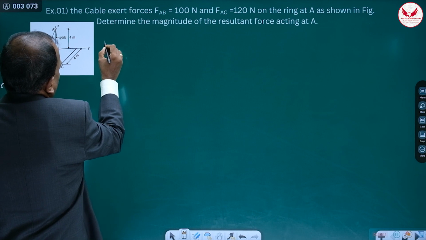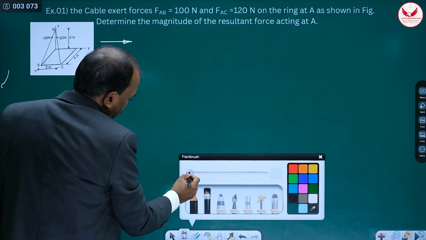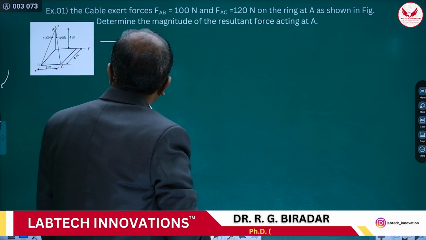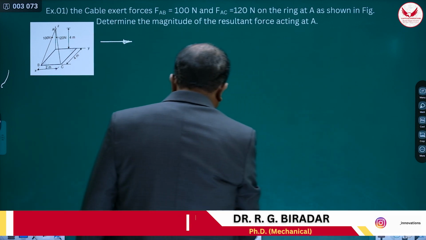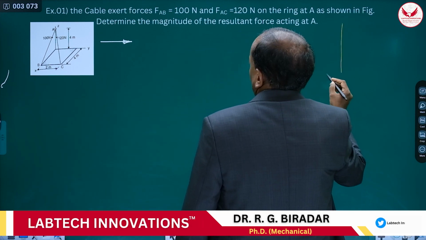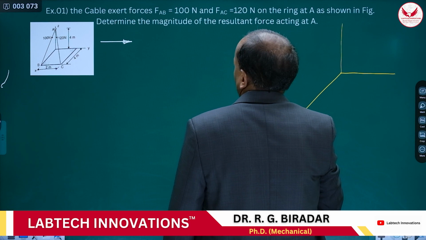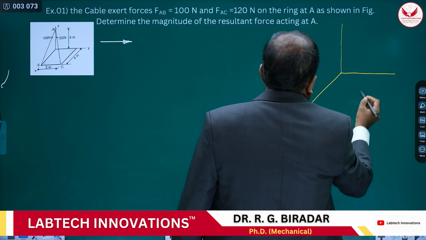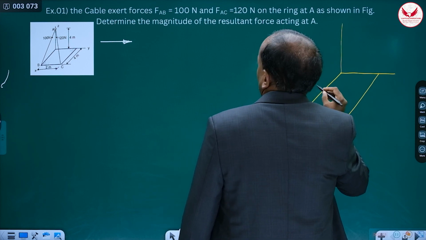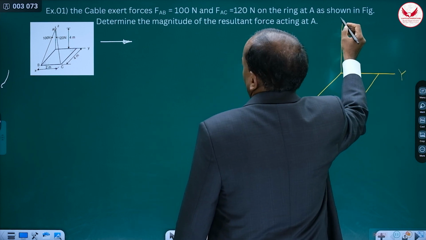First step is, in the examination also, you have to draw the sketch. Then how will you draw the sketch? So this vertical one is the z-axis, it is the y-axis, and it is the x-axis. Then it's 4 meter, it's 2 meter, it is going to be y, it is going to be x, and it is going to be z.